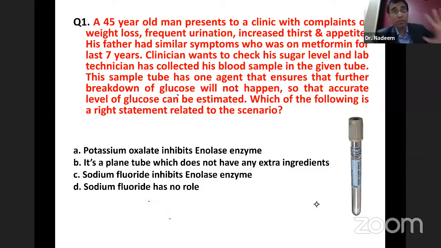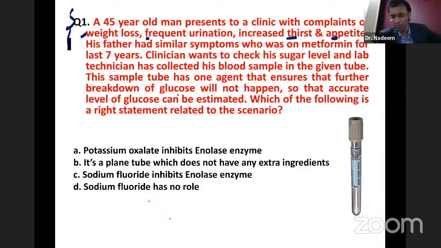This looks like a very big question, and you might be scared. Oh my God, this much big question, and after that you are not going to see this question. Fine, but this is a very easy question. Please see this question. A 45-year-old man presents to a clinic with complaints of weight loss, frequent urination, increased thirst and appetite. Okay, so these are the clinical symptoms which are giving me a hint. The patient is having diabetes. Okay, this is just a hint.